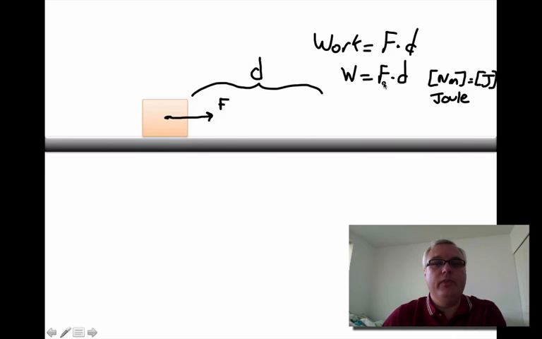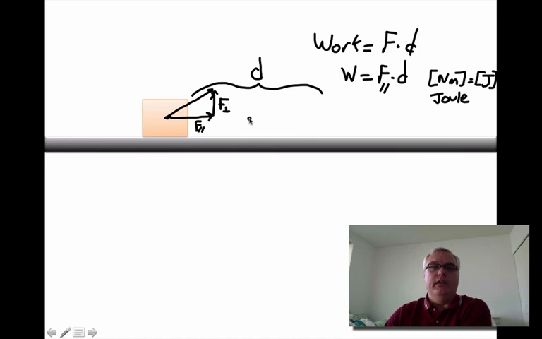Now it's important to note that in this case, only the parallel component of the force does any work. Okay? If the force is actually acting at some angle and has two components, so this is the perpendicular component and this is the parallel component, only the component that is parallel to the motion does work. The component that's perpendicular to the motion doesn't do any useful work unless there's a motion in that direction.